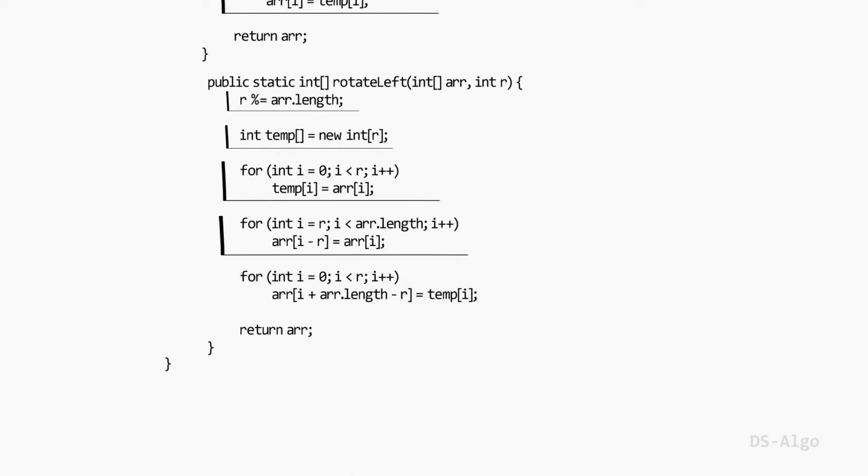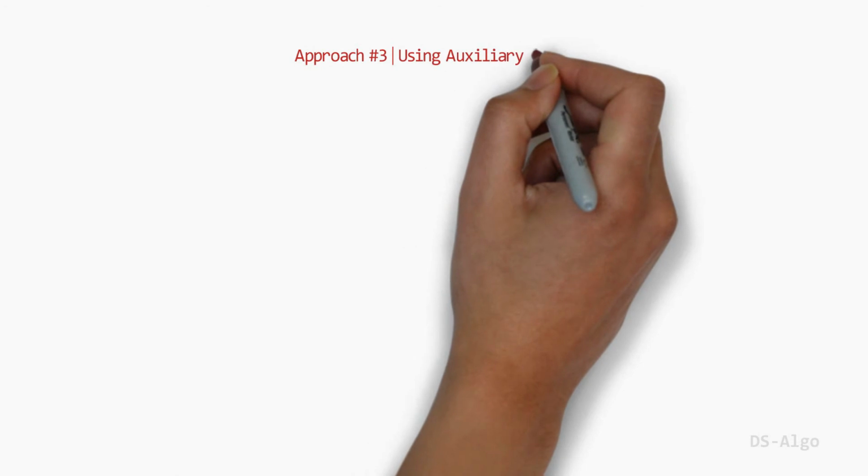This for loop shifts the remaining n-r elements of the given array towards its left by r positions. This for loop stores the element of the temporary array in a given array. Let's see the second method for rotation of array using auxiliary array.